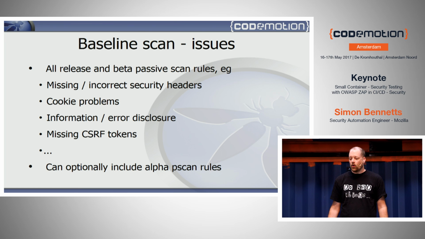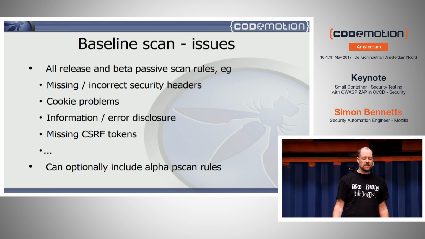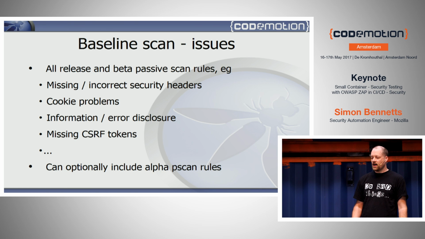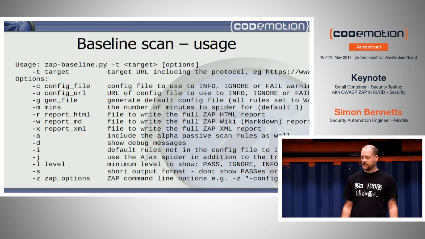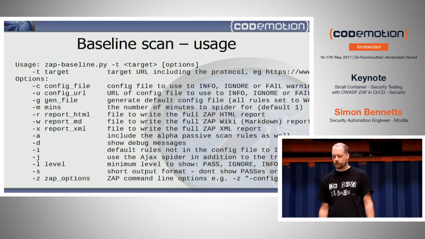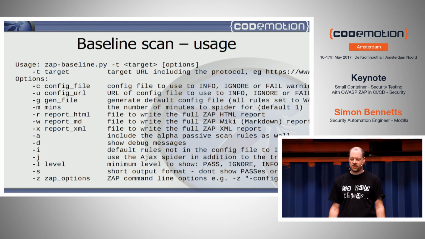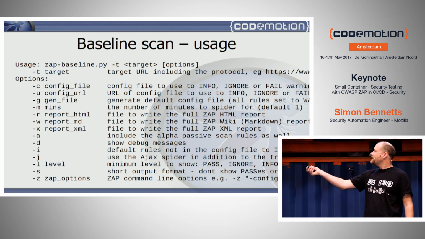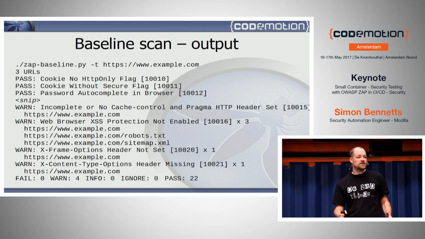And it includes all of the release and beta passive scanning rules. And so it will find things like missing security headers, problems with cookies, missing CSRF tokens, a lot of things which are actually really useful and really important. And you can optionally include alpha passive scan rules as well. You just run the script without any option to give you the full list of parameters that will accept command line options. One down there is this ZAP options, which is particularly useful because you can set pretty much anything in ZAP via the command line.